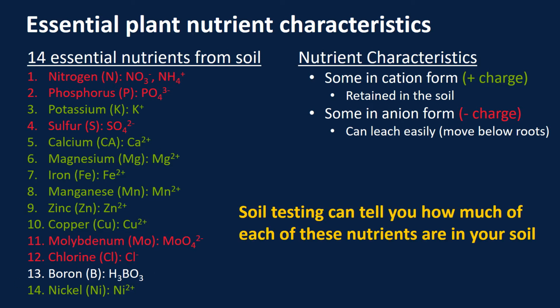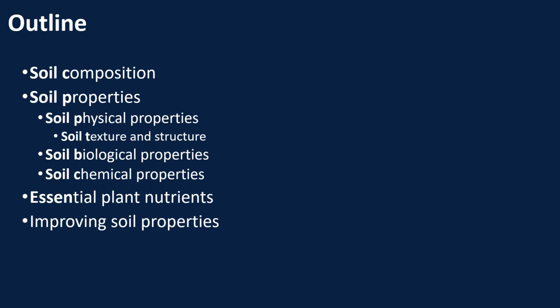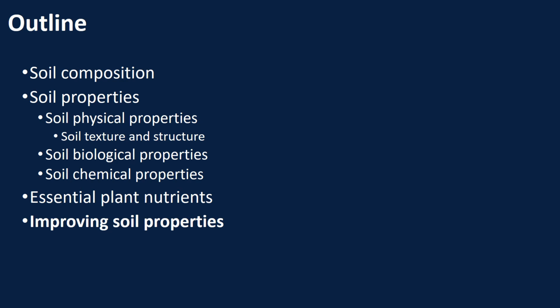And if we want to know how much of these nutrients we have in our soil, the best way to do that is to test our soils. And we'll go through just a little bit of how we can test our soils and what that process is in a coming up video. So if we take a quick look at the outline so far, we've hit these different points. We just finished going over essential plant nutrients. So the next section we'll be moving into is improving soil properties. However, that's kind of a bigger topic, so we'll save that for a video coming up really quick.